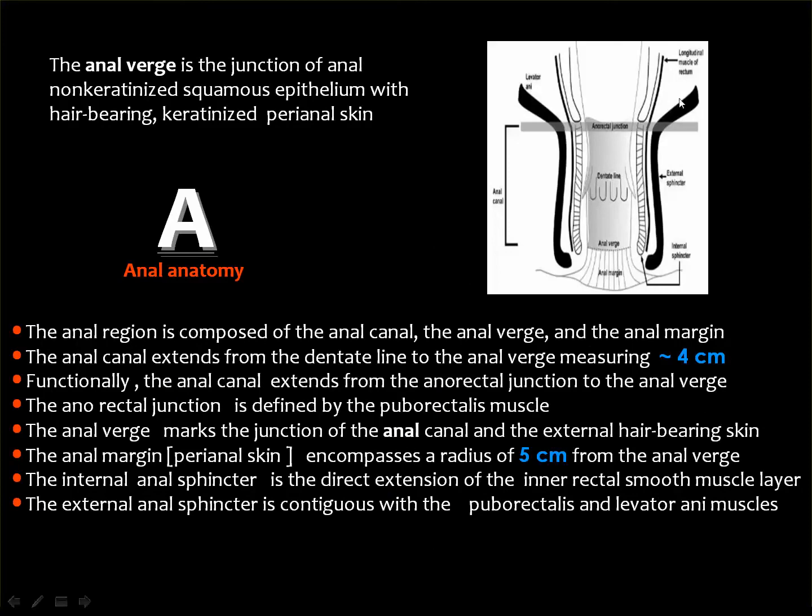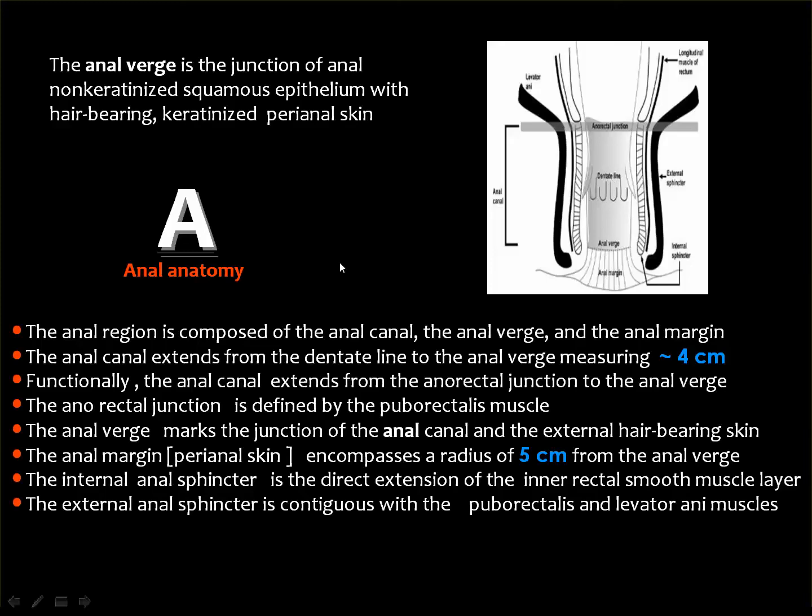Then we start with the anatomy of the anal canal, and we have three parts: the anal canal itself, the anal verge, and the anal margin. The anal canal extends from the dentate line to the anal verge, and its length is about 4 centimeters. Where is the dentate line? This is the area where the dentate line exists, between the upper part of the anal canal and the lower part of the anal canal.